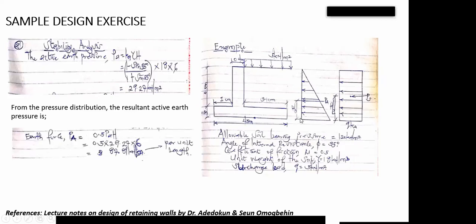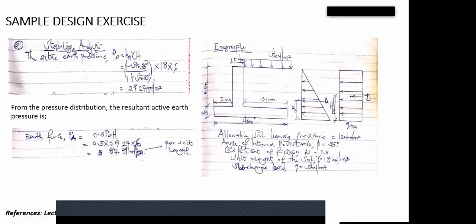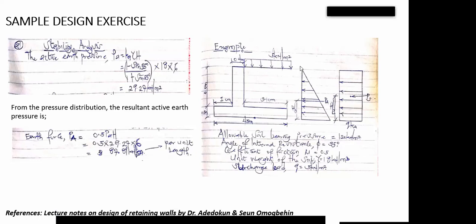Half base times height. I've gotten my base to be 29.27. I know it's half. Then my height, what's the height of the triangle? It is 6. So I've gotten my earth force. This earth force is 87.81 kilonewton per unit length.